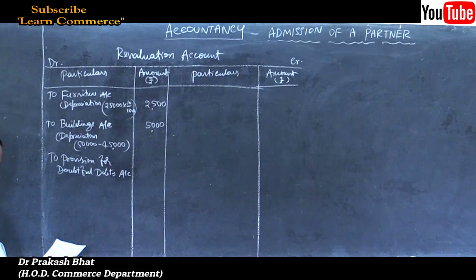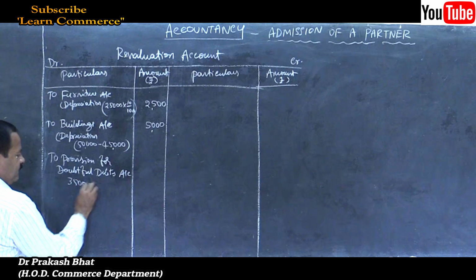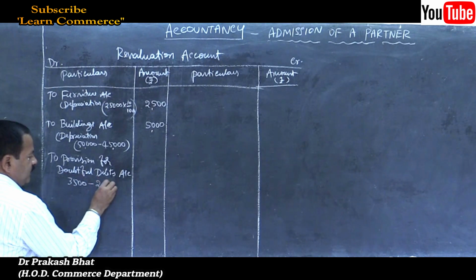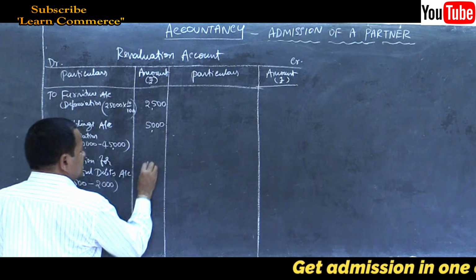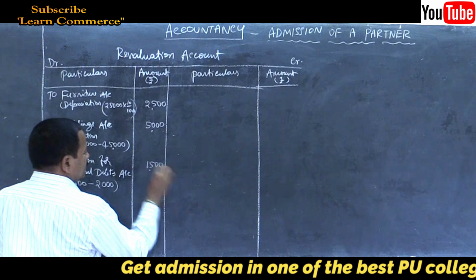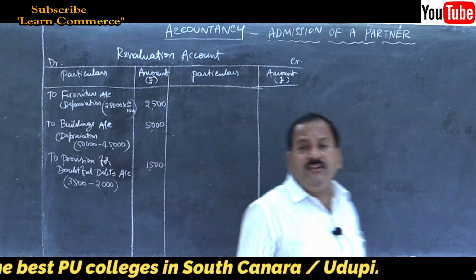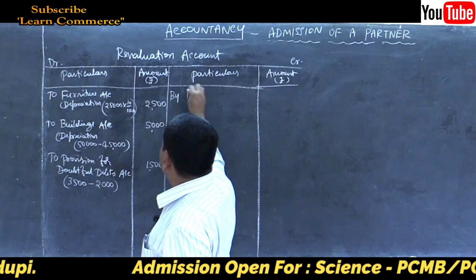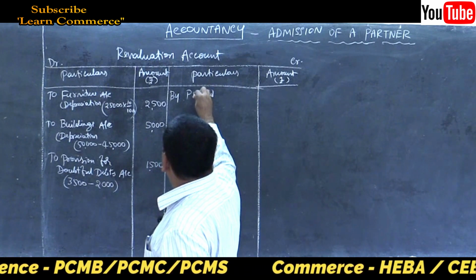How much? 3,500. That is the final PDD, isn't it? This is old PDD, 2,000 already appearing in the balance sheet. So difference is 1,500. That's all. There is a prepaid insurance, should be recorded on the credit side by prepaid insurance.